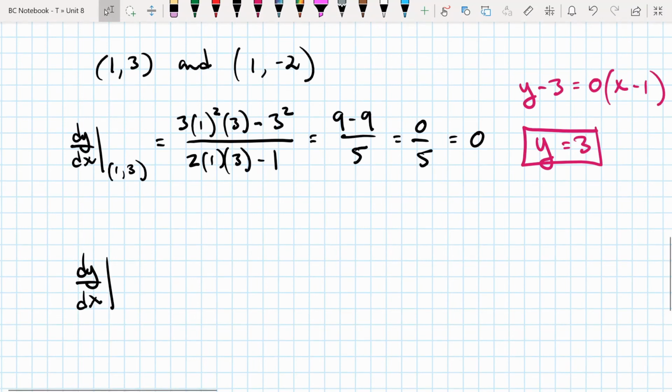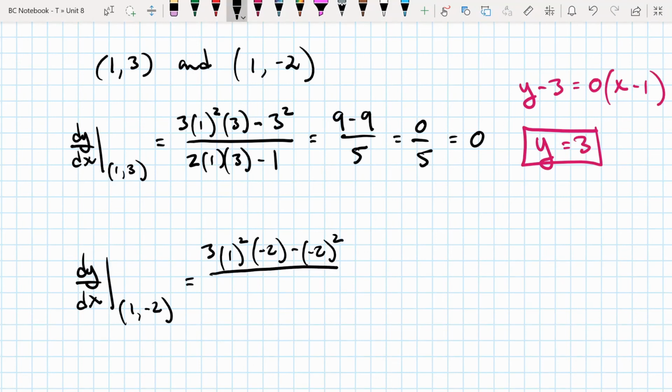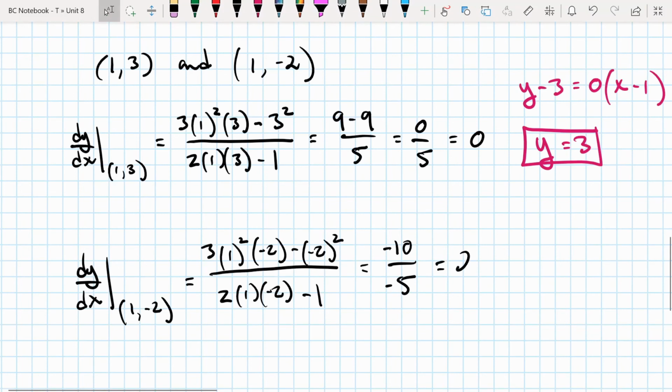All right, let's do this again for the second coordinate point, (1, negative 2). So let's plug in 1 for x and then negative 2 for y. So 3, 1 squared times negative 2 minus negative 2 squared over 2 times 1 times negative 2, that's our y value, minus 1. So in the numerator we get negative 6 minus 4, that's negative 10. And then negative 4 minus 1, which is negative 5. So we get a value of 2.